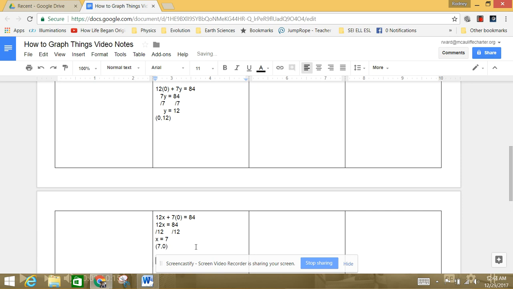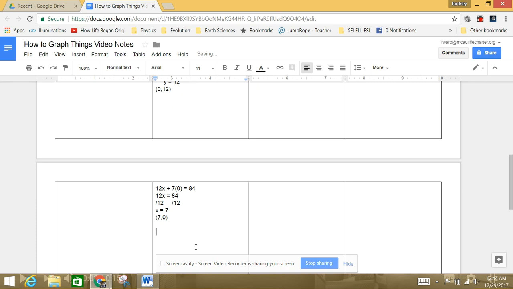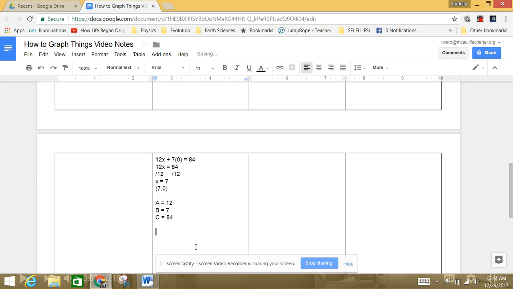Going back to my cheat codes, in that equation, A equals 12, B equals 7, and C equals 84. I can use those cheat codes to work out my intercepts. So C over A will get me my x-intercept. C over A is going to be 84 divided by 12, which equals 7. And so I have that x-intercept at 7, 0, which we already worked out.